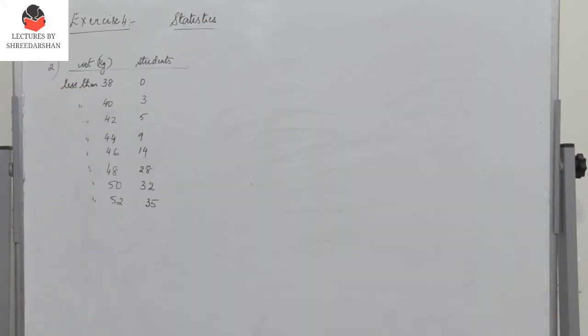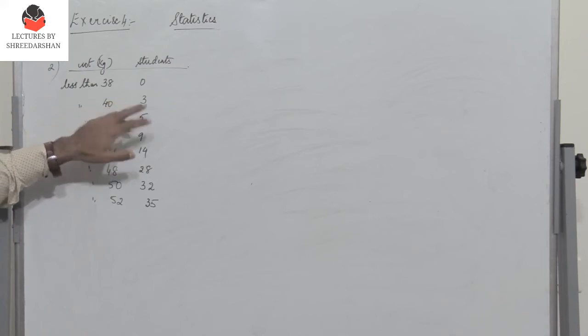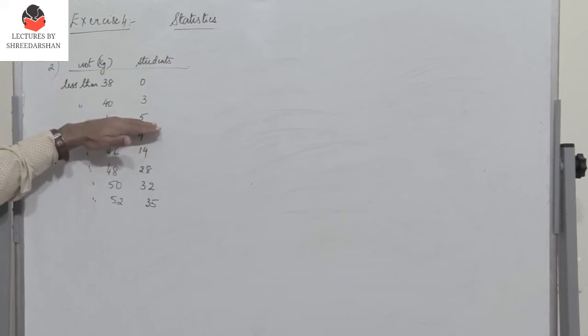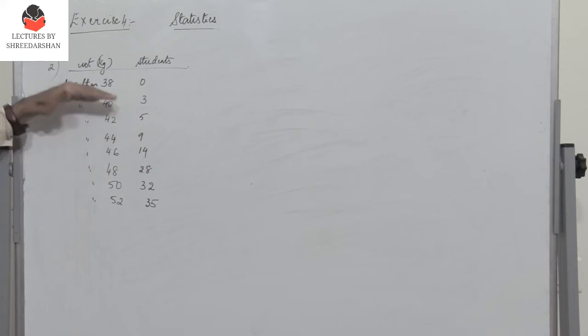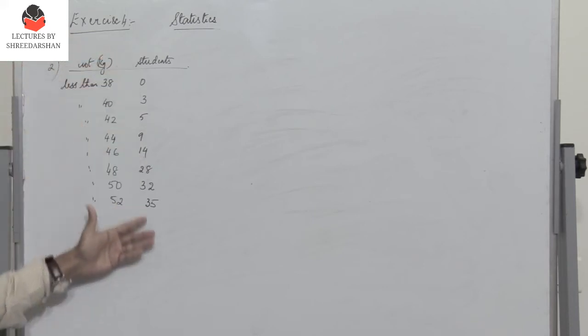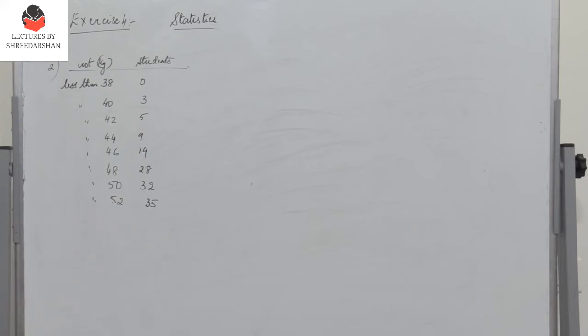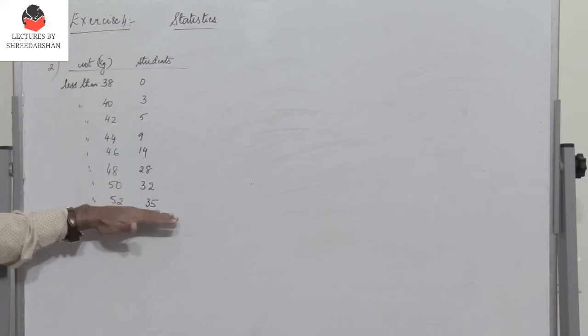So the second one gives the medical checkup. There were 35 students, and during a medical checkup they found out the weight of the students, right? Less than 38 there were 0 students, less than 40 there were 3, less than 42 is 5, right? Now less than 42 also includes the students less than 40. So this data becomes the cumulative frequency distribution, right? So less than 52 means it includes all the students, which is 35.